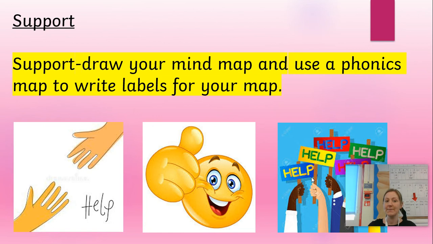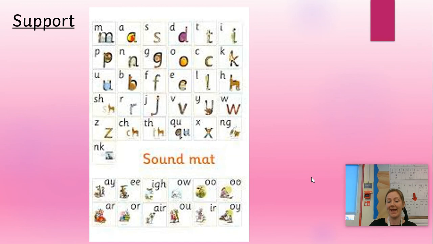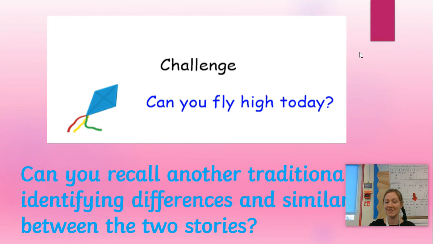Now, if you are going to need a little bit of support, that is okay. You can draw your mind map. You don't need to do as much writing if you don't want to. You can draw lots of pictures to explain the events in the story, to show me all the different characters in the story, to show me where the story is set. You can also use a phonics map to help you label your mind map. And attached here is a nice sound map that's got all of the sounds on there that should help prompt you have a go at your writing and creating those words for yourself.